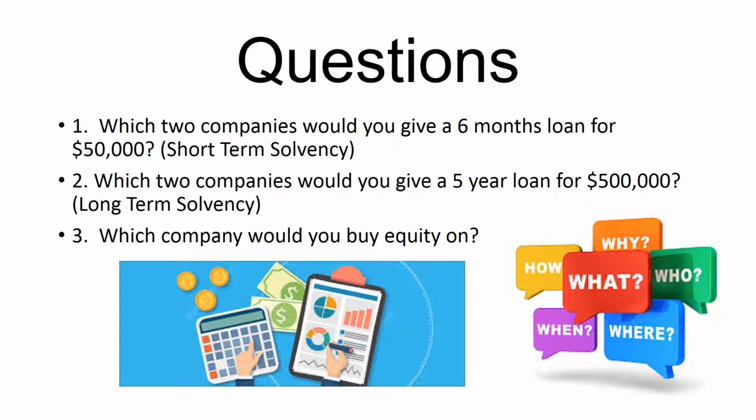Throughout this presentation, we'll be answering three main questions. 1. Which two companies would you give a 6 months loan for $50,000? 2. Which two companies would you give a 5-year loan for $500,000? And 3. Which company will you buy equity on?